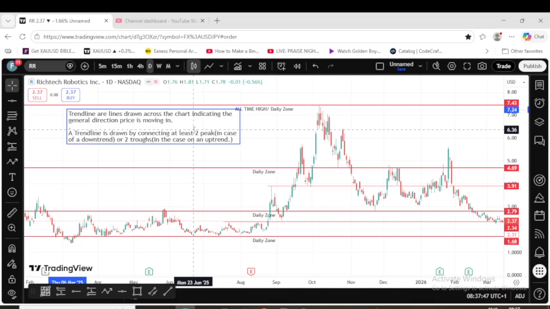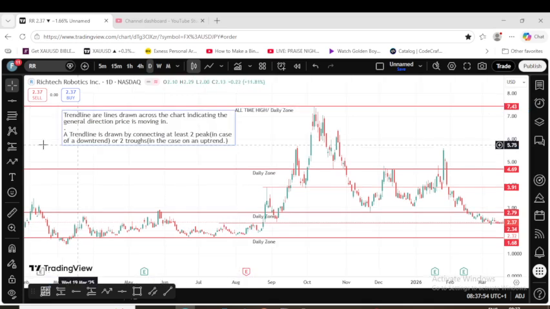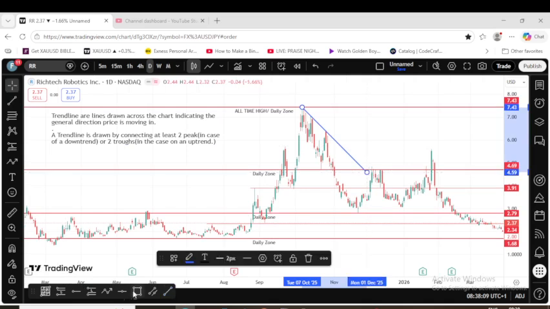Okay, so now what are trend lines? Trend lines are lines drawn across a chart indicating the general direction of price movement. A trend line is drawn by connecting at least two peaks in the case of a downtrend, or two troughs in the case of an uptrend. So this is perfectly exemplified here. A downtrend, you can see, I can draw a trend line like this. I have to draw my trend line like this. Then these would be my peaks. I would have one here, and then one here.